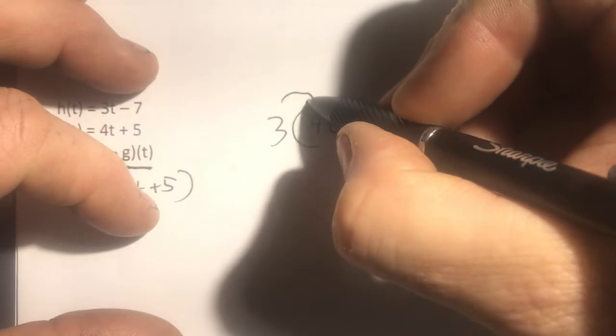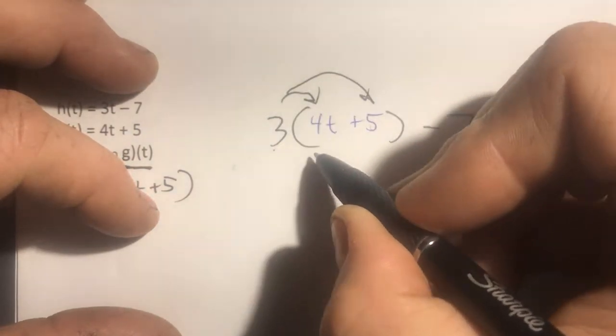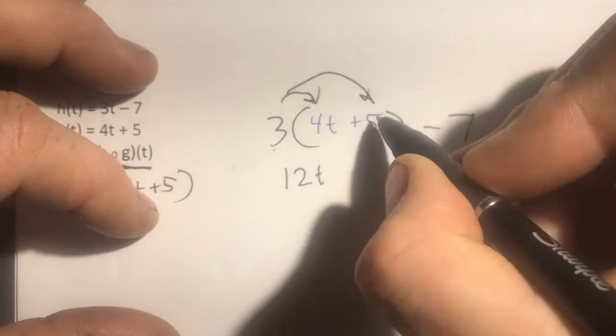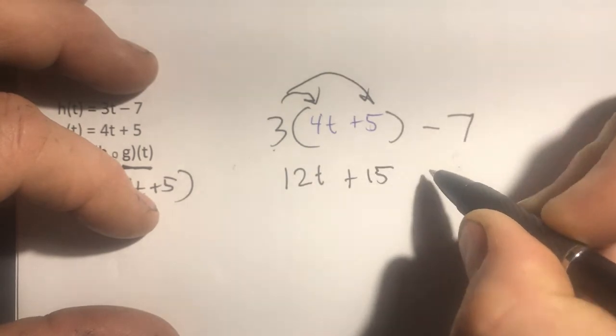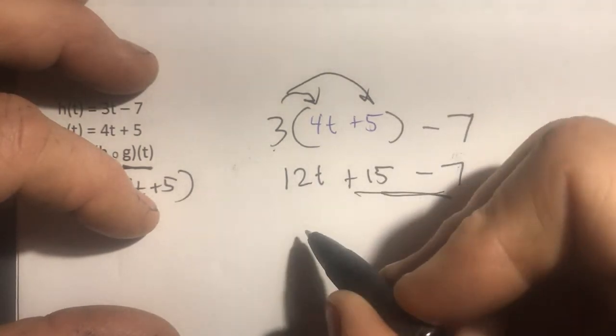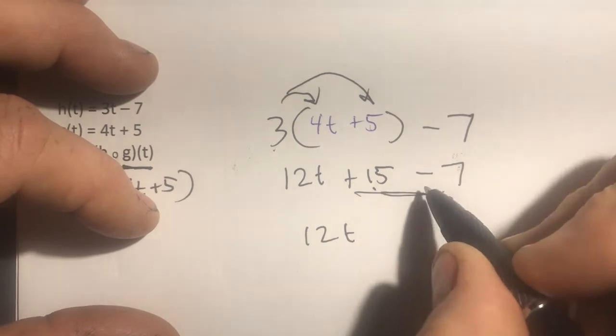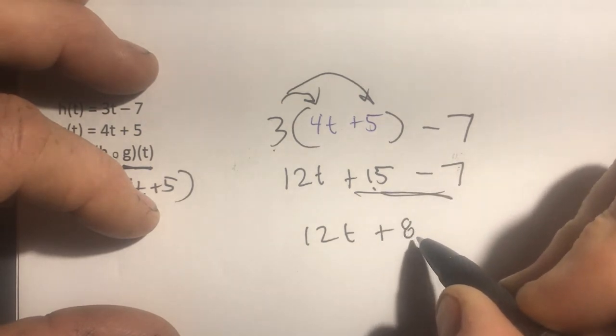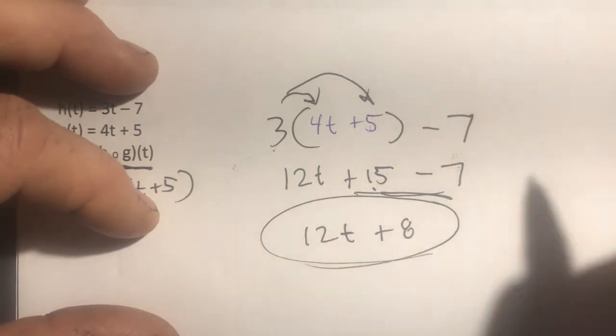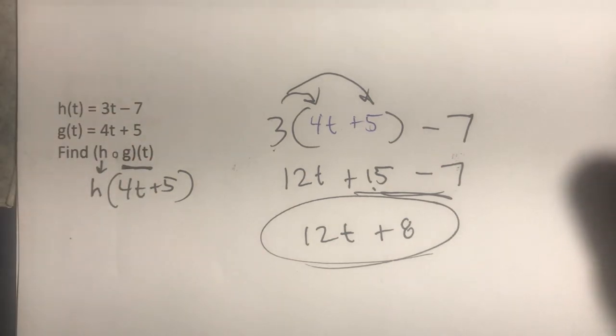And so now I distribute. So 3 times 4t would be 12t. 3 times 5 would be 15. And then minus 7, and these two are like terms. 15 minus 7 would be 8. So 12t plus 8. That'd be it.